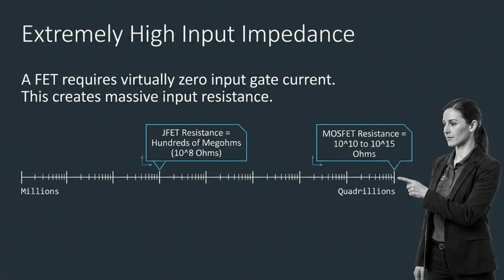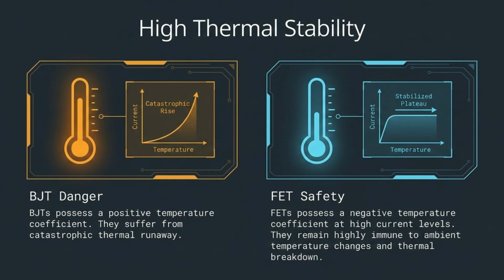FETs boast extremely high input impedance, as they require virtually zero input gate current. This creates massive input resistance, especially in MOSFETs, which can reach up to 10 to the power of 15 ohms. FETs also offer high thermal stability. Unlike BJTs, which suffer from catastrophic thermal runaway due to a positive temperature coefficient, FETs have a negative temperature coefficient at high current levels, making them highly immune to thermal breakdown.